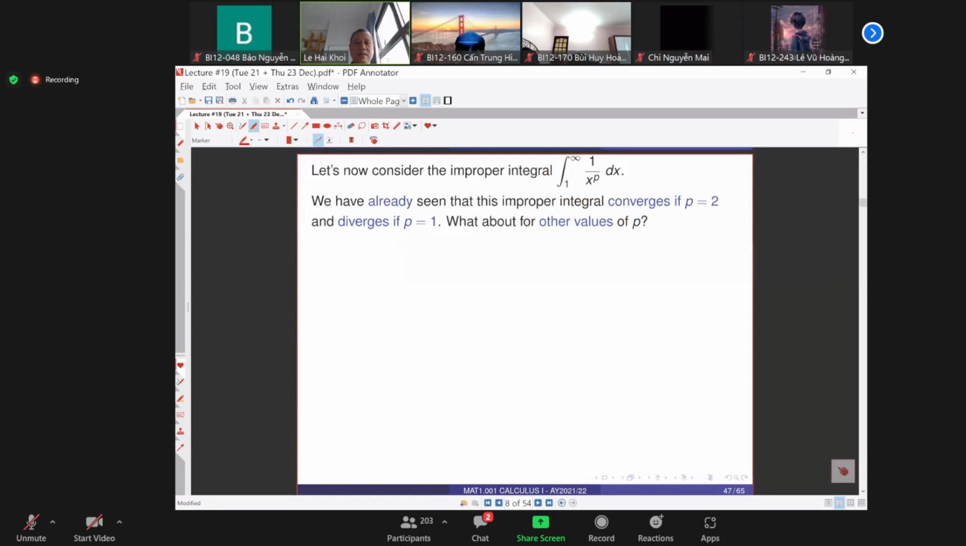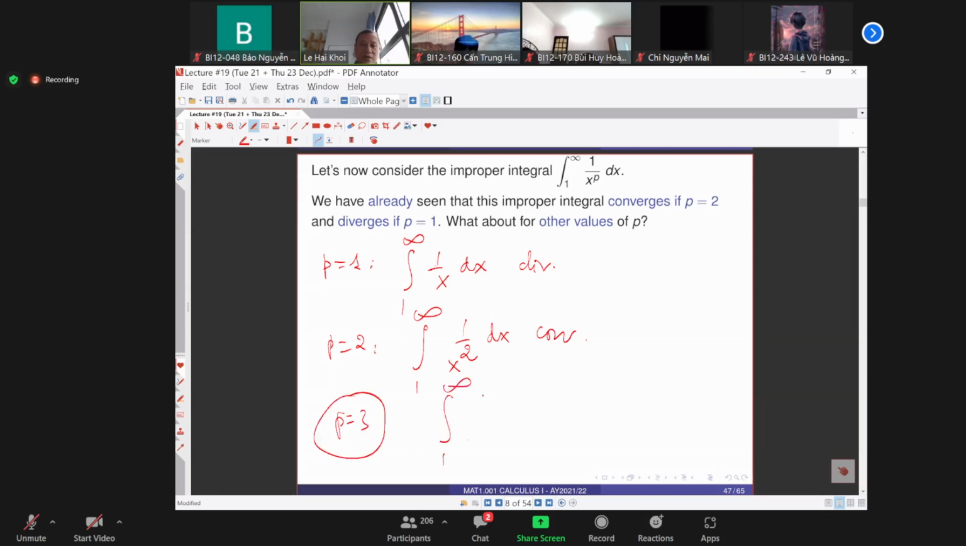For that integral, we already know that if p equals 1, the integral from 1 to infinity of 1 over x dx diverges. We talked about that from the beginning. For the second case, the integral from 1 to infinity of 1 over x squared dx converges. We also mentioned the third case, the integral from 1 to infinity of 1 over x cubed dx, which also converges.